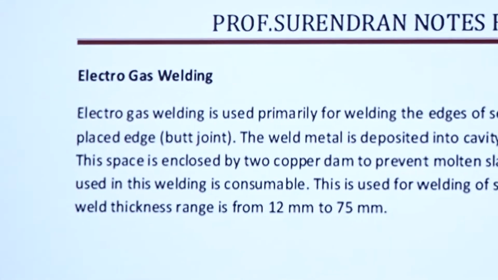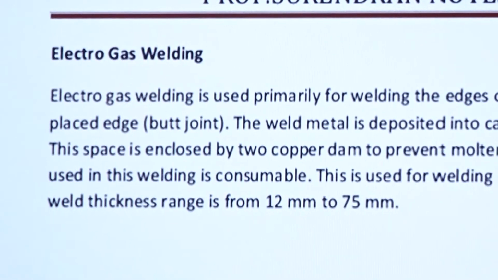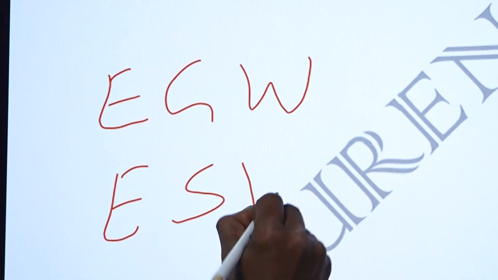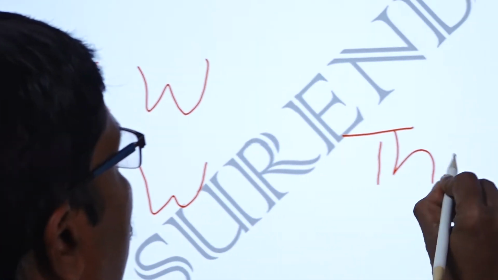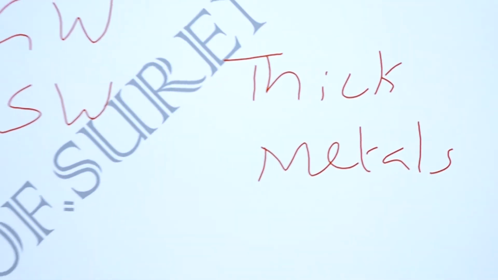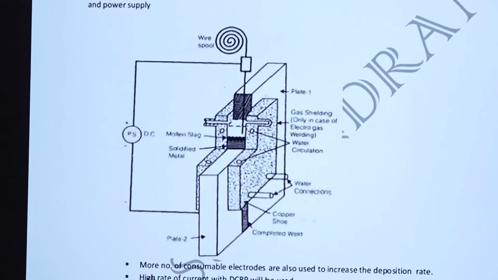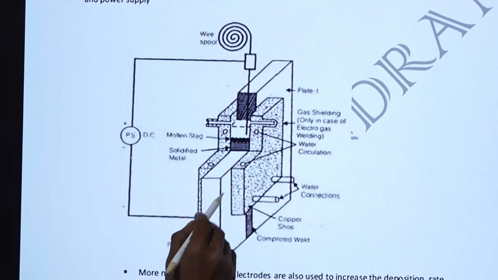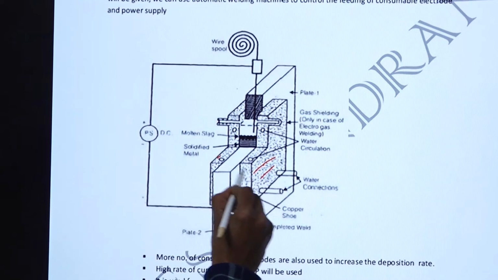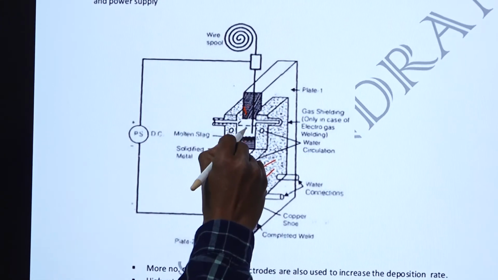Next is electro gas welding and electro slag welding. Electro gas welding and electro slag welding are used for welding thick metals. For thick metals, these are the famous processes we are using. So this is the electro slag welding setup. You have a copper shoe plate on either side. This is the copper shoe plate and the other copper shoe plate, and the electro slag is poured here.